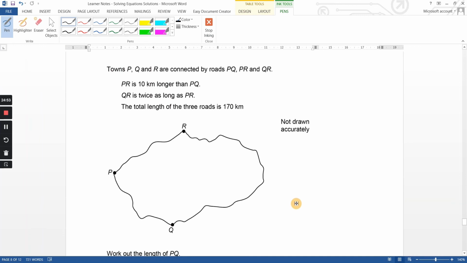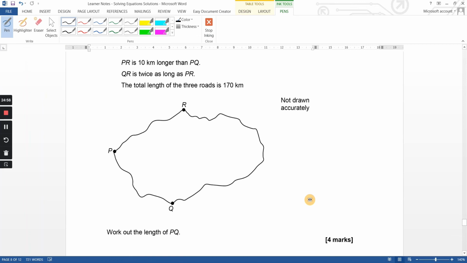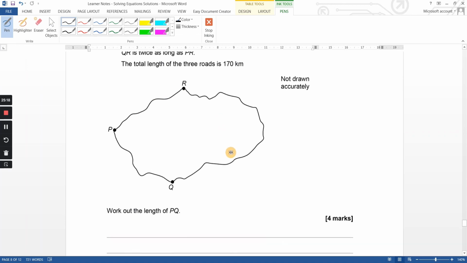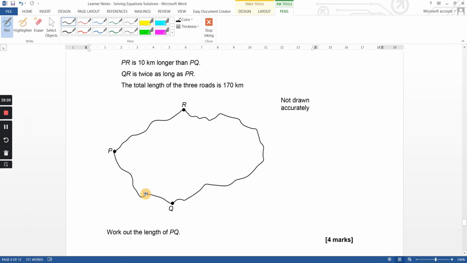Towns P, Q, and R connected by roads PQ, PR, and QR. PR is 10 kilometers longer than PQ. QR is twice as long as PR. Total length of the 3 roads is 170 kilometers. Work out the length of PQ. Well, it's 3 dots on the map. So let's just connect these.